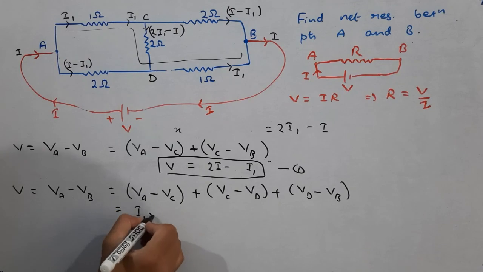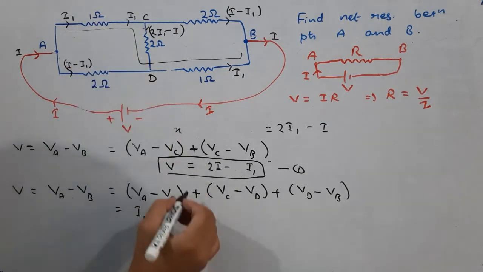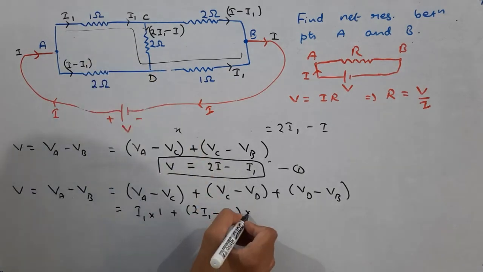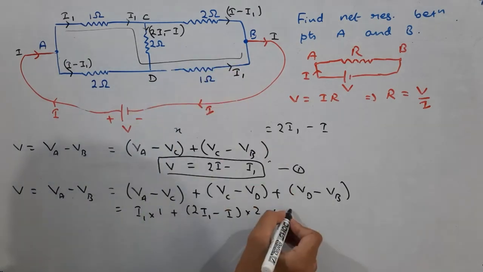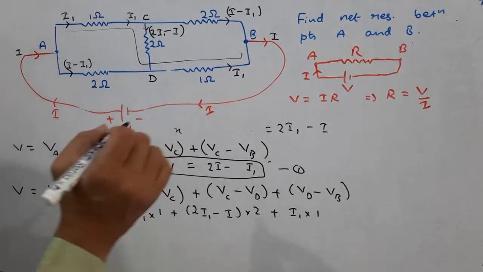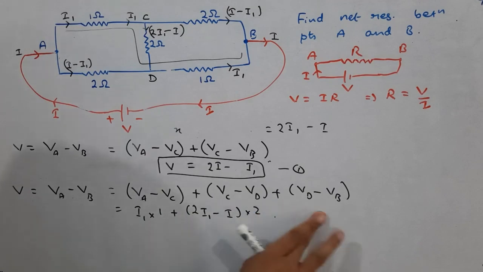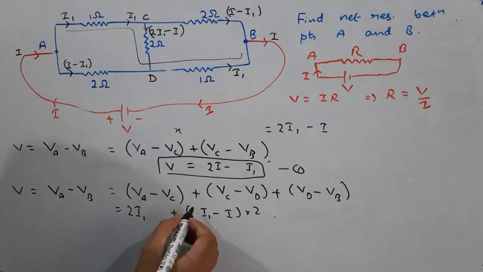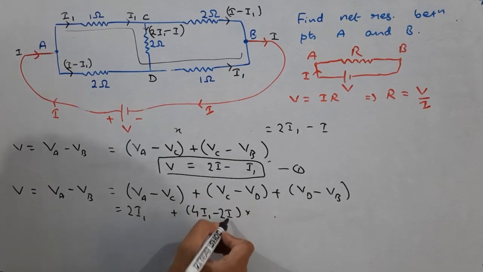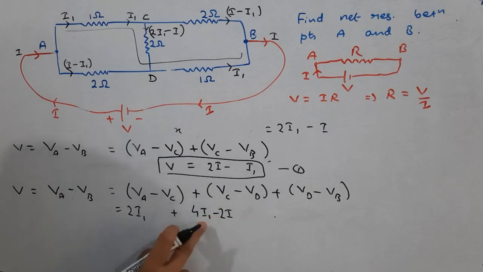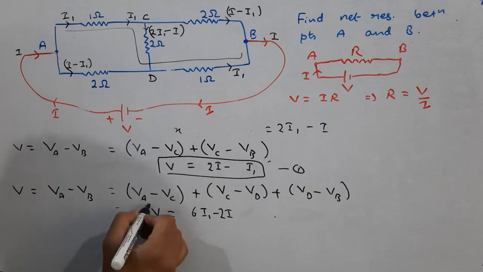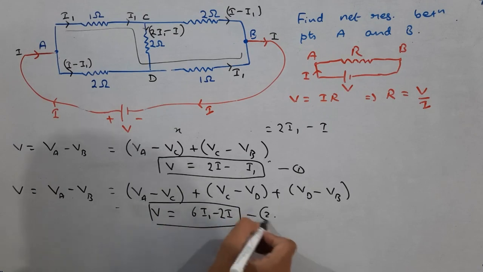Now VA minus VC will be how much? Current I1 into resistance 1. VC minus VD will be current 2I1 minus I times resistance, that is 2. And VD minus VB will be current I1 times resistance 1. So I1 and I1 will become 2I1. And this 2 into 2I1 will become 4I1, and this becomes 2I. Bracket we can remove. 4I1 plus 2I1 will become 6I1 minus 2I, that is your V. This is equation number 2.